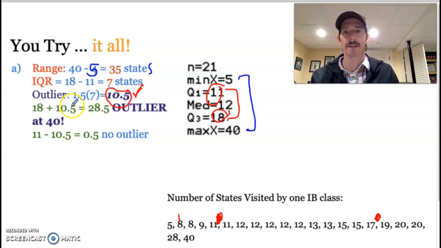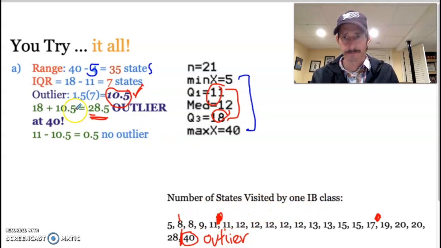So if I add 10.5 to 18, I'm not willing to go past 28.5 states. So you'll notice that I would build what I call a fence right here after 28, and anything beyond this would be an outlier. So guess what? That is outside of that fence. That is an outlier. Whoever went to 40 states is an extreme observation and outside of the general pattern of the rest of the class.